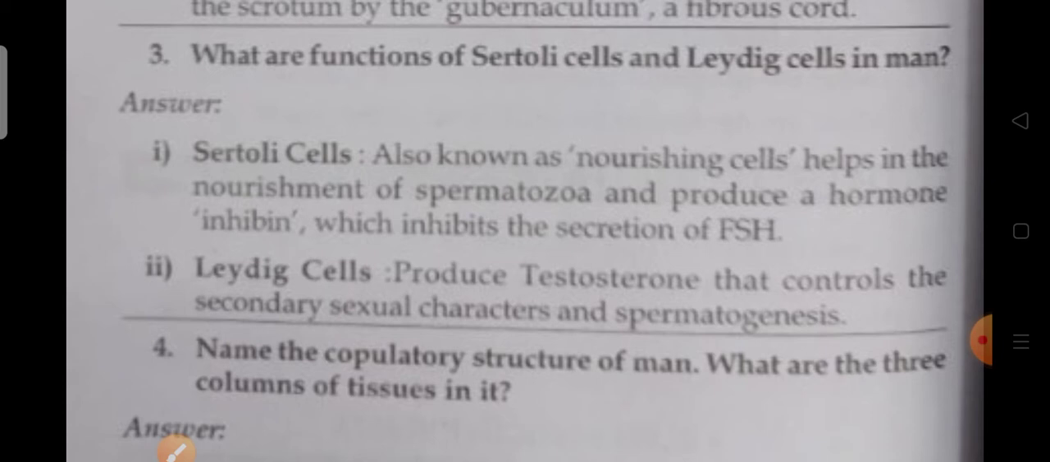Next, what are the functions of Sertoli cells and Leydig cells in man? Sertoli cells, also known as nourishing cells, help in the nourishment of spermatozoa and produce a hormone inhibin, which inhibits the secretion of follicle stimulating hormone. Next, Leydig cells produce testosterone that controls secondary sexual characteristics and spermatogenesis.